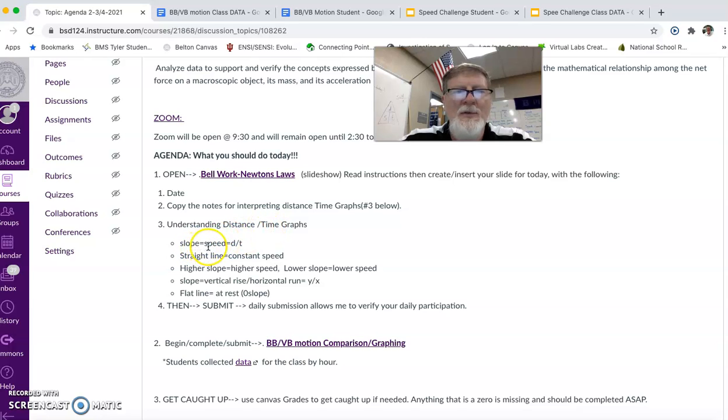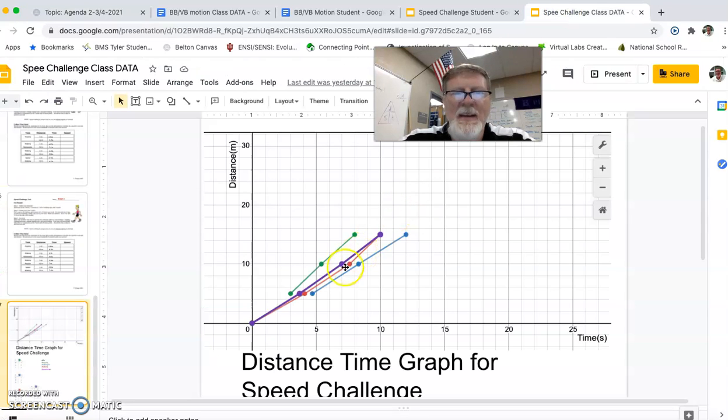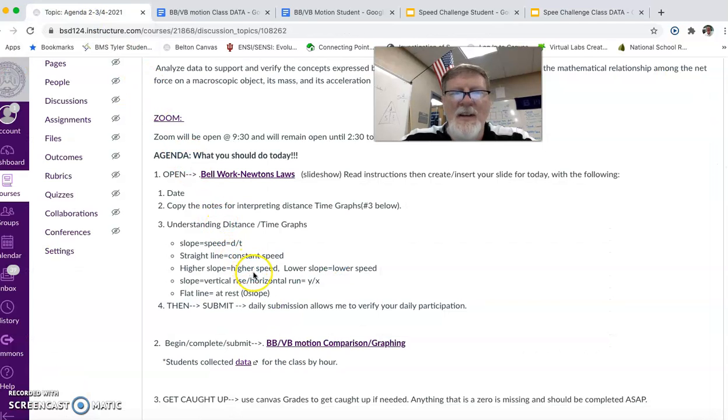In a motion graph where you have distance on the y-axis and time on the x, the slope will equal the speed, which is distance over time, the slope of that line mathematically. A straight line would indicate a constant speed. You can see here that if you look at the segment from dot to dot, it's clearly straight, but there is a slight curve on these, which would indicate the speed is not constant if it's not perfectly straight. Higher slope equals higher speed, lower slope is lower speed, and a flat line is at rest or zero slope.